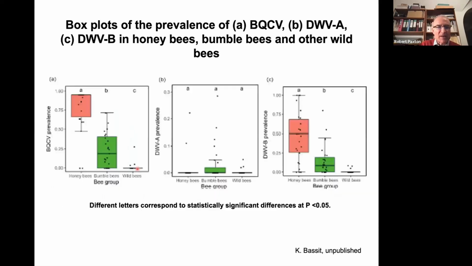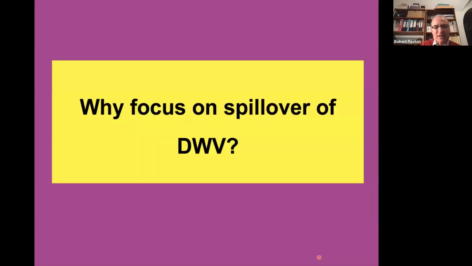And this is just summarizing here. Black queen cell virus, very prevalent in honeybees, somewhat prevalent in bumblebees, and hardly at all in wild bees. For DWV-A, we hardly find it at all in Germany anymore, and DWV-B, genotype B, yes in honeybees, somewhat in bumblebees, and in wild bees hardly at all. And I'd like to thank Karima Bassett, who undertook her master's generating the data.